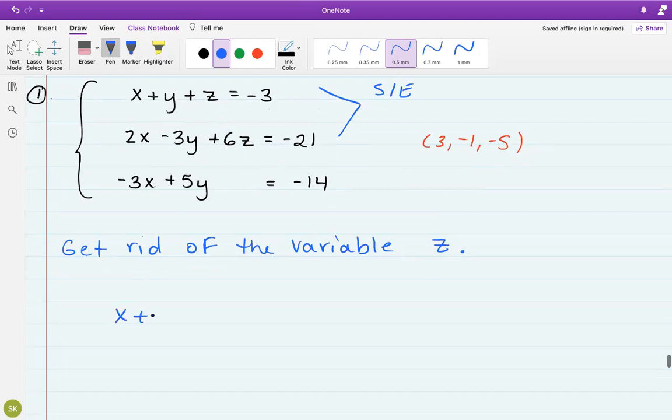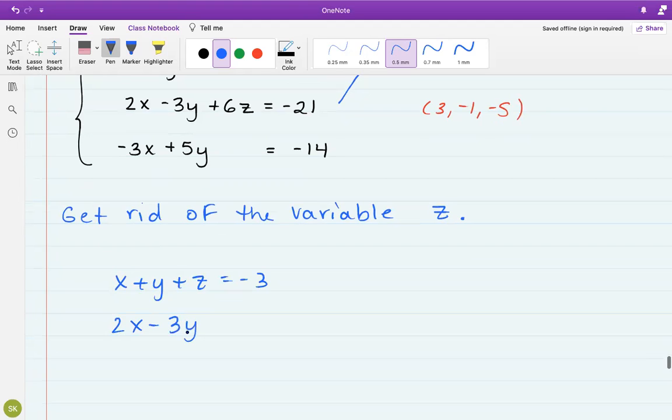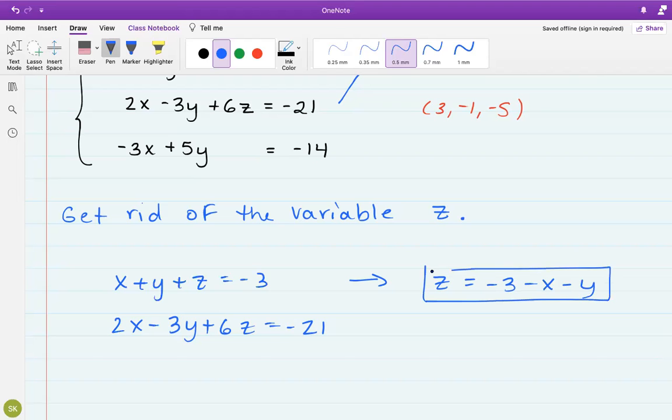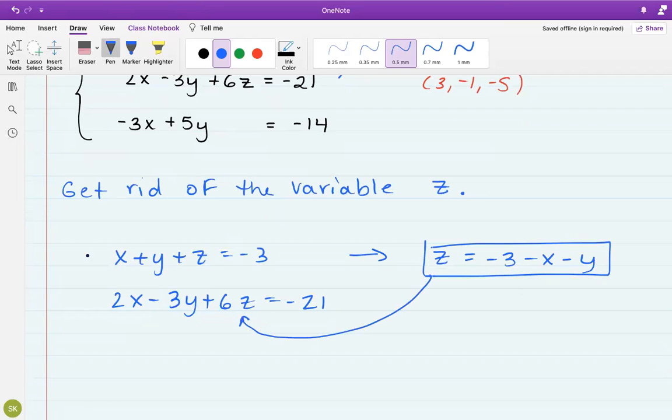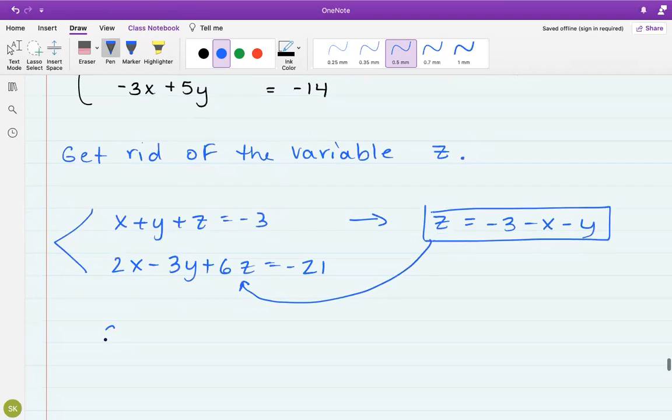So we have x plus y plus z is -3. And then we had 2x minus 3y plus 6z is -21. So solving the first one for z, we get z is -3 minus x minus y. I just moved these pieces over, and then I'm going to plug that into the second equation. So the first two equations, I'm going to plug the z in. So I get 2x minus 3y plus 6 times (-3 minus x minus y) is equal to -21.